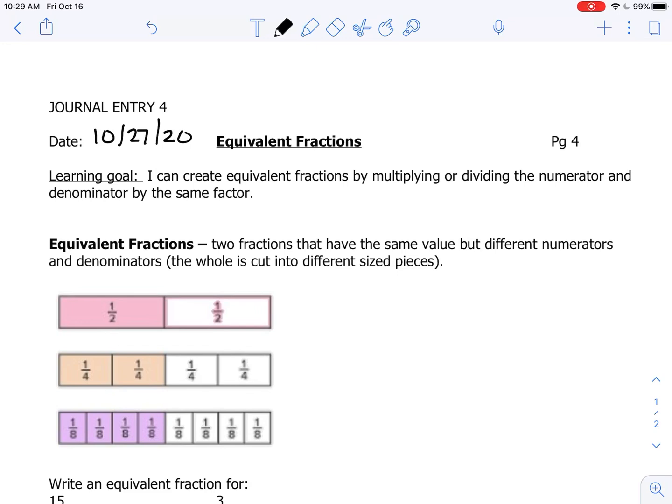Okay, next, our learning goal. I can create equivalent fractions by multiplying or dividing the numerator and denominator by the same factor. So as you're going through this in writing, go ahead and pause the video to finish copying it down, and then unpause when you're ready to move on.